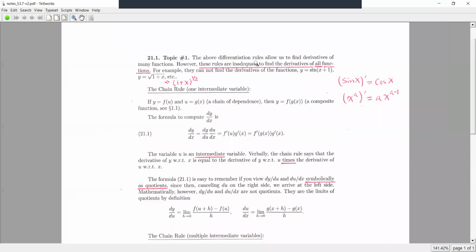The 10 formulas allow us to find the derivatives of many functions. However, they are inadequate to find the derivatives of all functions. To find the derivatives of all functions, we need the 10 formulas plus the chain rule. For example, the 10 formulas cannot find the derivatives of this function and this function.